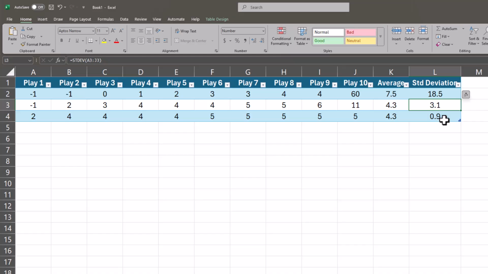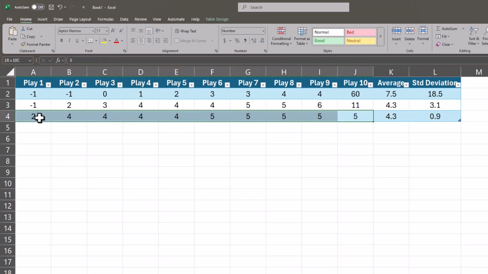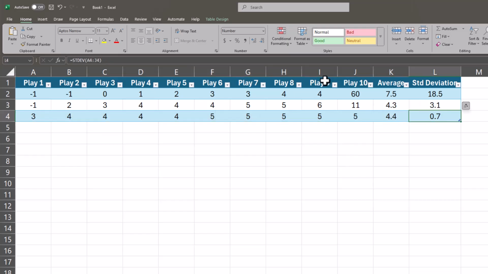But as we go further on, we have less and less variance. This is 0.9. That's almost nothing. It's going to be so consistent, every single time it's between 2 and 5 yards. So you're always going to get something. It could be as low as 2. Maybe we can make this a little... What happened there? Oh, okay, never mind. I just made it a higher average. But anyway, you're going to get 3 yards every single time, and the standard deviation is 0.7.